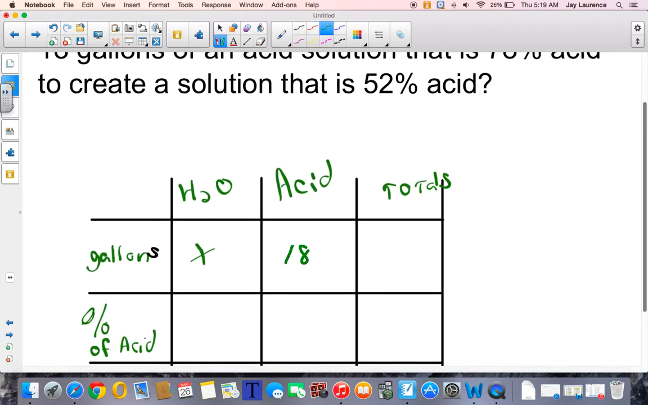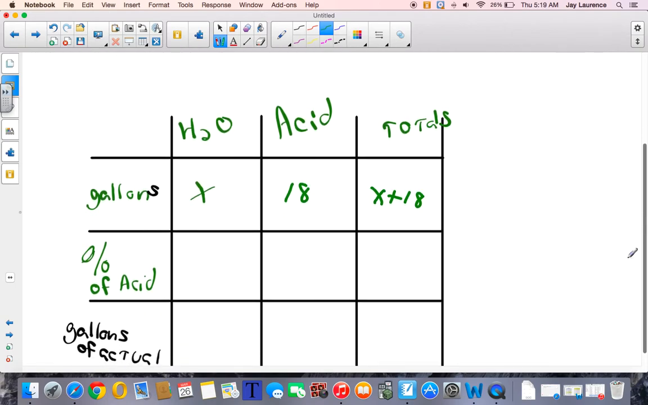Okay, now I don't know the total number because if I add 2 gallons of water, my total is 20. If I add 50 gallons of water, my total is 68. So all I can do for the total is x plus 18. And I'm not really going to use this a whole lot, but it's okay. All right, the percentage of acid. This acid is what, 78%? And I'm trying to make a 52% solution. And then the water is 0%.